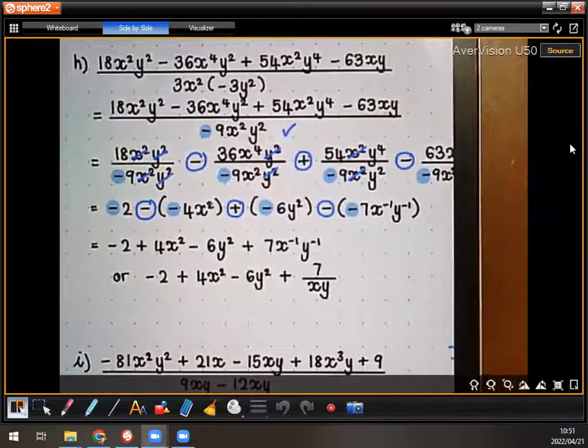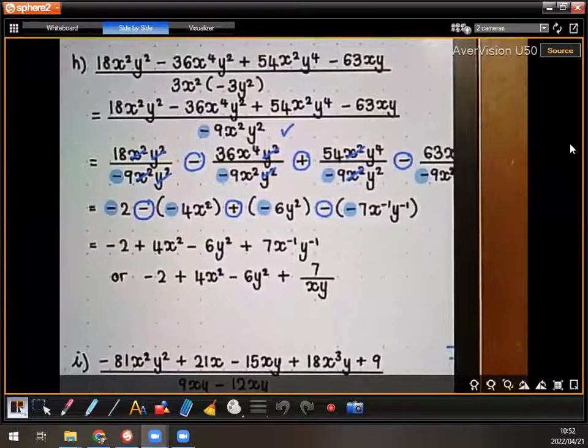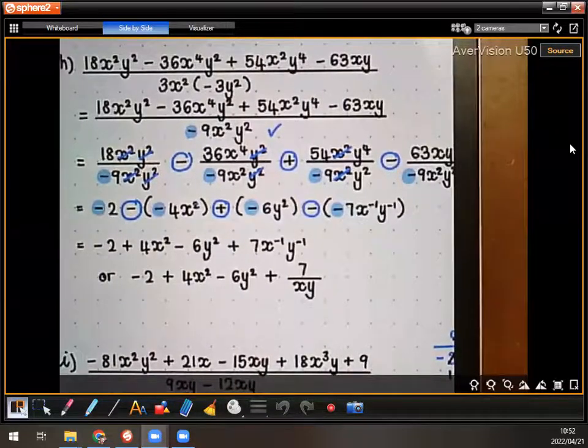Okay, does that make sense, guys? For that one. So that one is very complicated just because, firstly, there were 4 terms in the numerator, which is more than in all the others that you did. And, you know, lots of minuses and brackets and stuff like that.